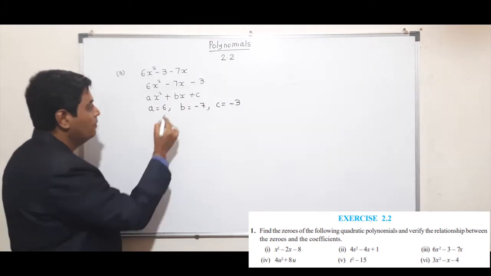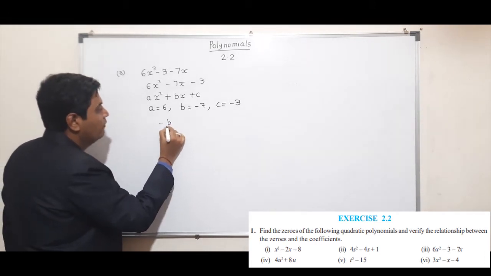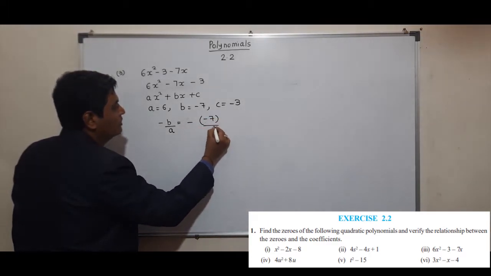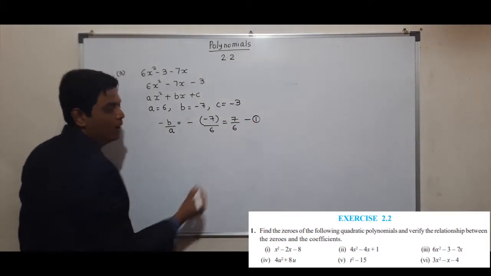Next, what was our step? We will write minus b upon a. So what is the value of minus b upon a? It is minus of minus 7 upon 6, which is equal to 7 upon 6. This we will name as equation 1.